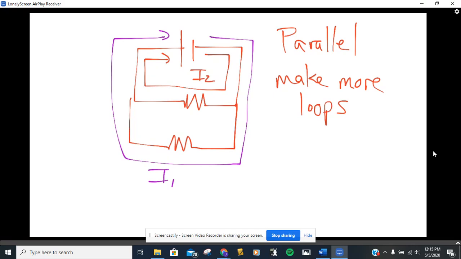Now they both have the same power supply, and that power supply is being used up within each loop. So that means that if this was 12 volts, this resistor here is getting 12 volts. It also means that the one down there is getting 12 volts.